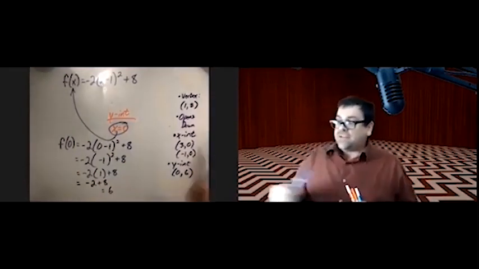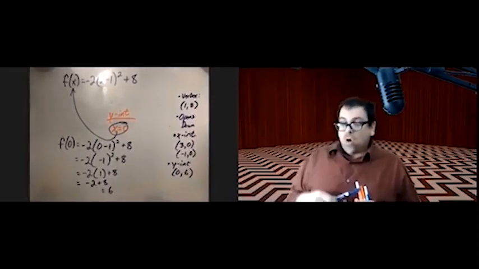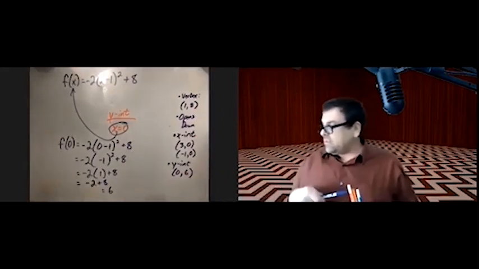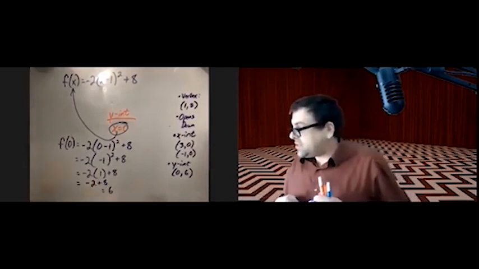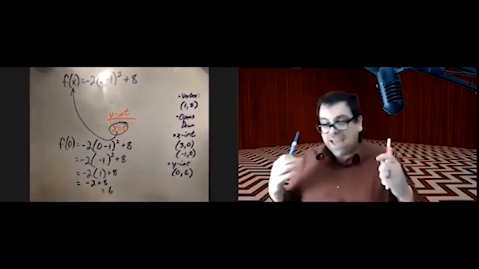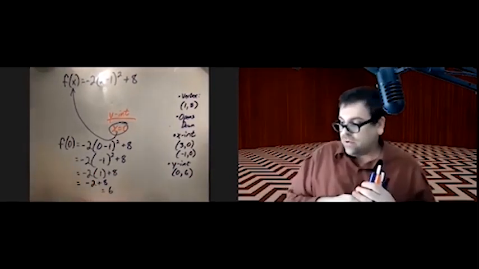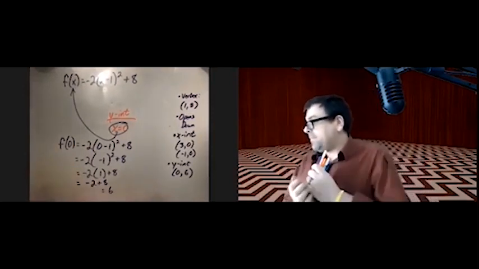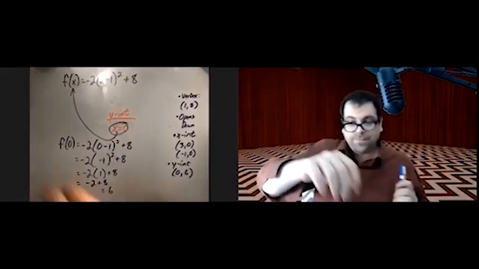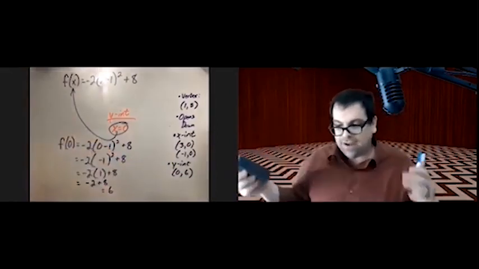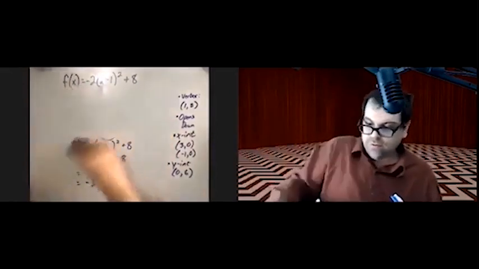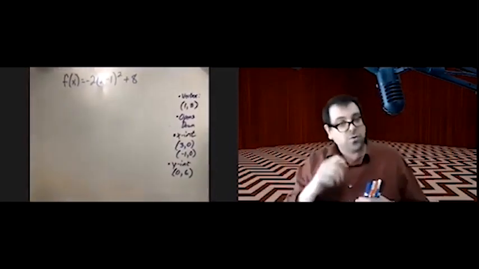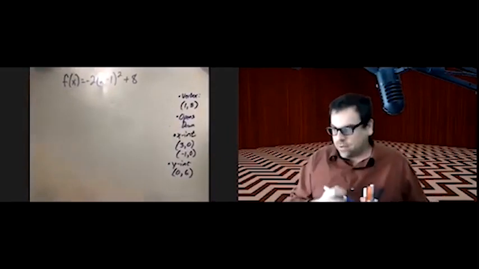Okay, so we found the vertex. We found that this opens downward. We found two x-intercepts. We found the y-intercept. We have enough now to graph this parabola. Let's graph it. And then we'll answer a few more questions afterwards.